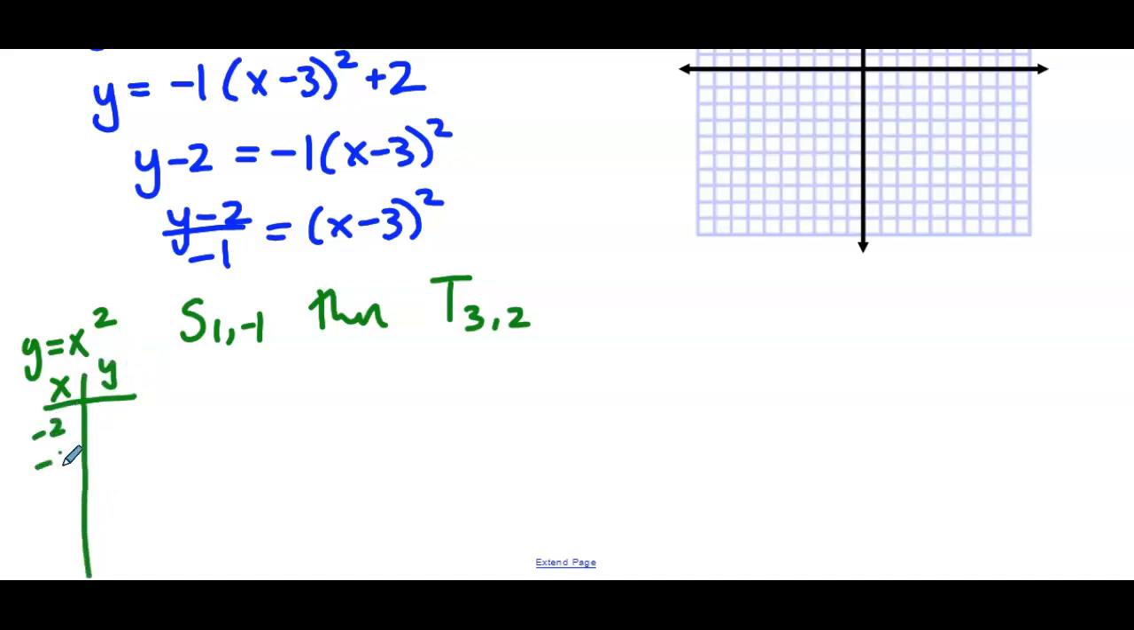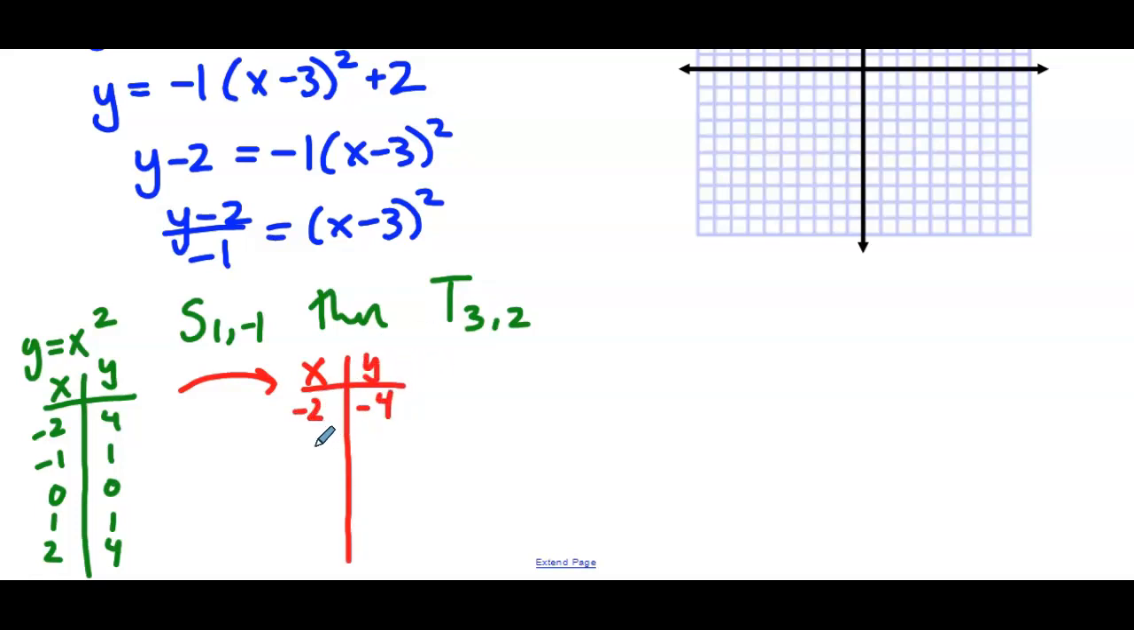So negative 2, negative 1, 0, 1, 2. So 4, 1, 0, 1, 4. All right, first we'll scale. So we'll multiply every y value by negative 1. So we have negative 2, negative 4, negative 1, negative 1, 0, 0, 1, negative 1, 2, negative 4.